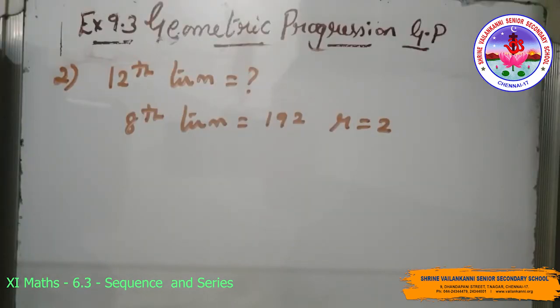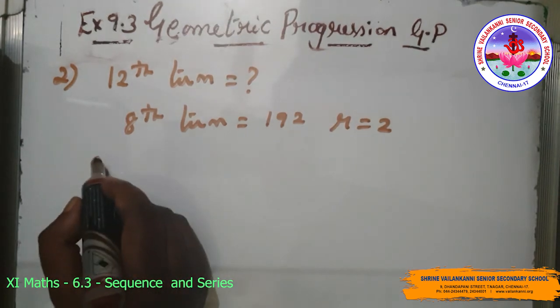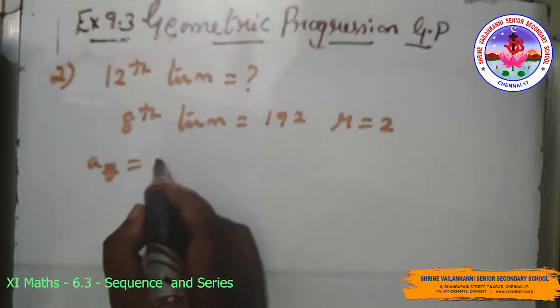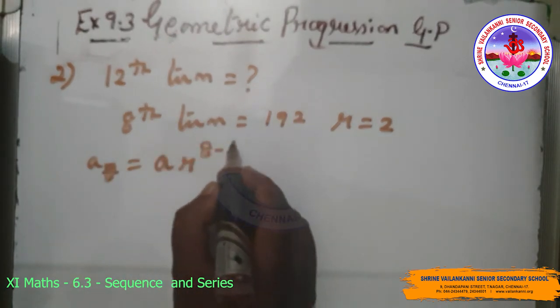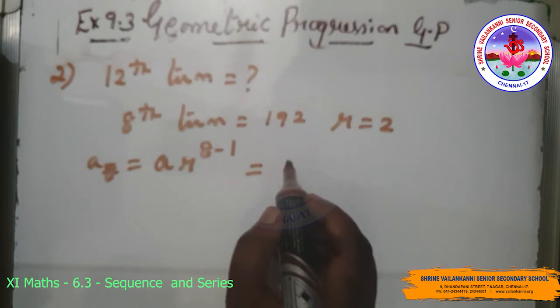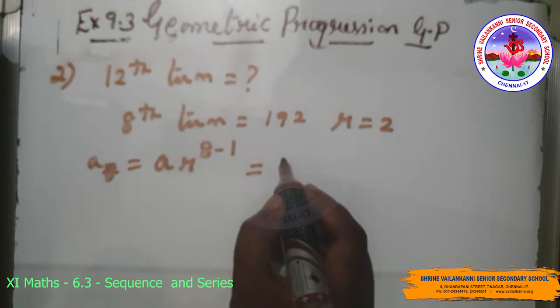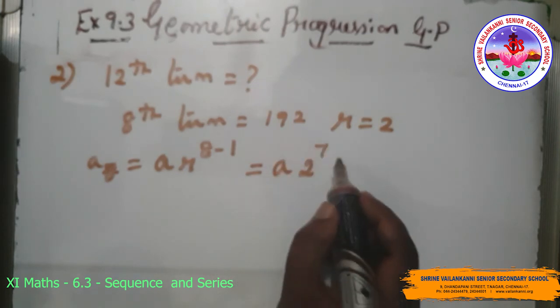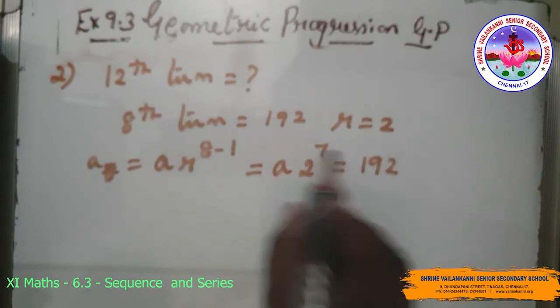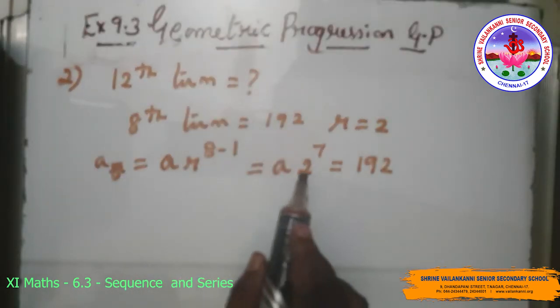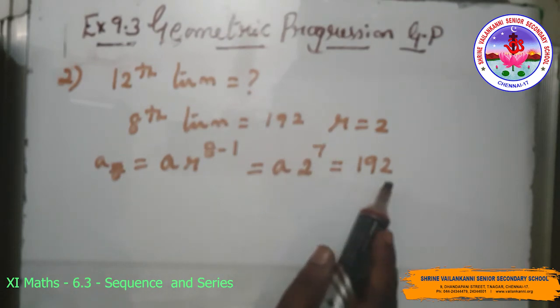Second question, find the 12th term of a GP whose 8th term is 192 and the common ratio is 2. Here r is given and the 8th term is given as 192. We have to find the 12th term of the GP. So a8 is equal to a r power 8 minus 1. a is not given, r is given as 2. So a into 2 power 7 is 192.